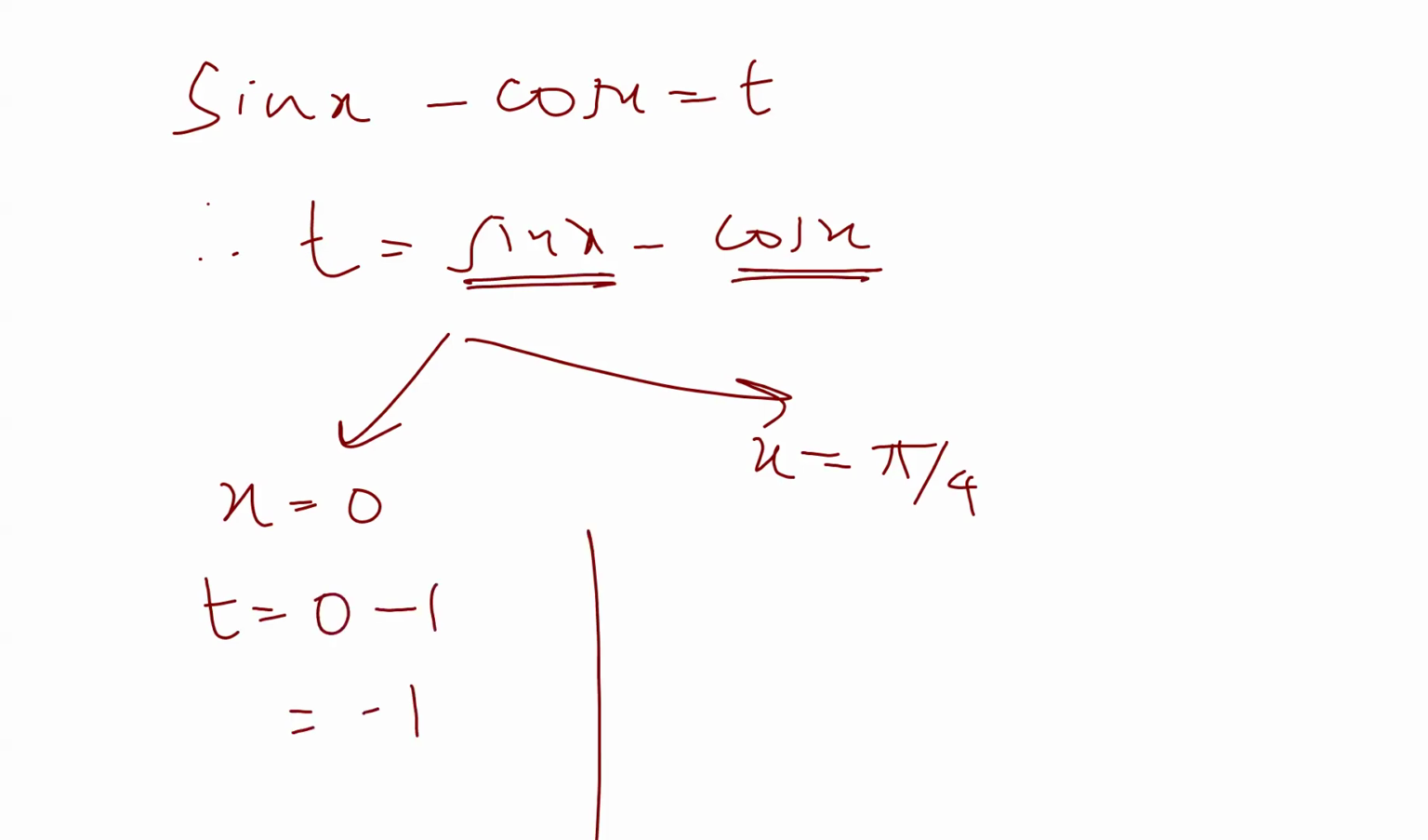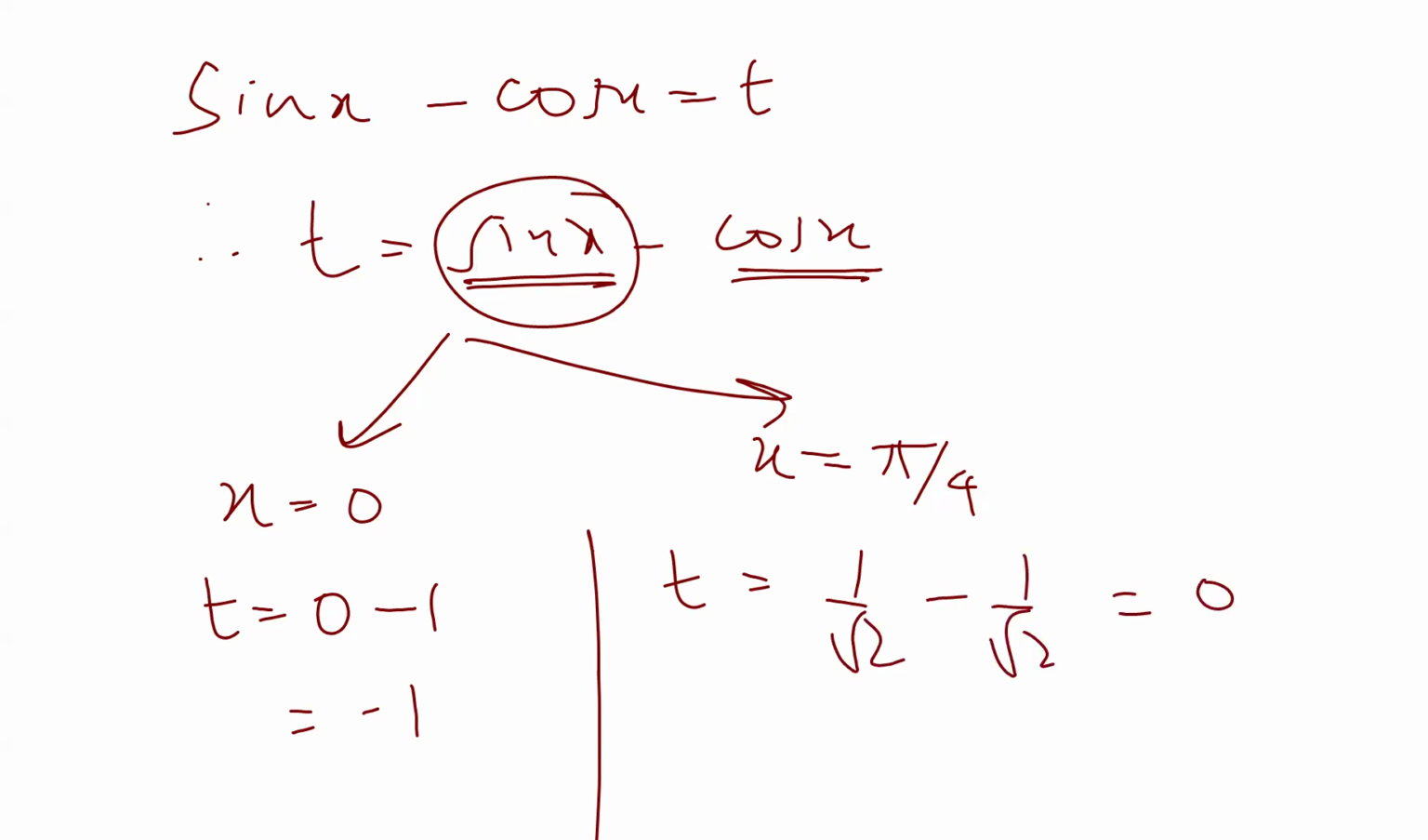And t is equal to sin 45. Sine 45 is 1 by root 2 minus cos 45 is 1 by root 2, which is 0. So 0 getting changed to minus 1 and pi by 4 getting changed to 0.